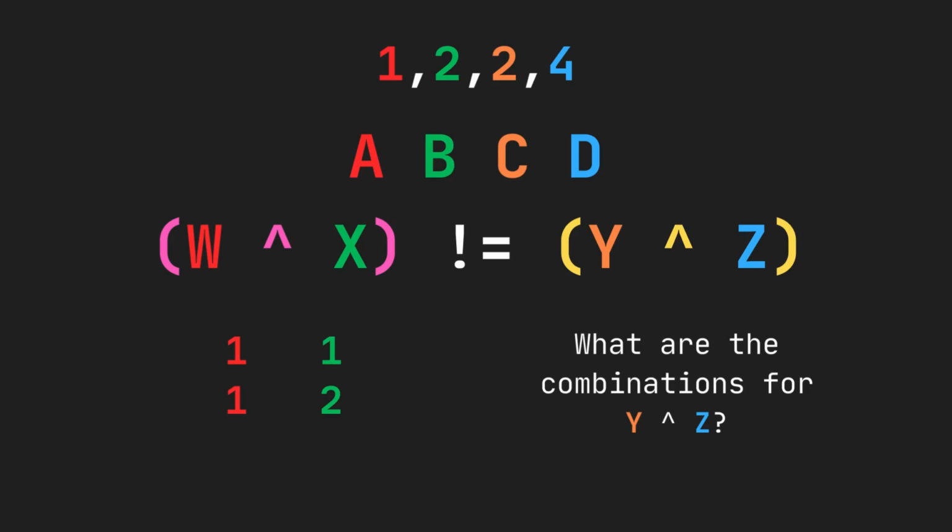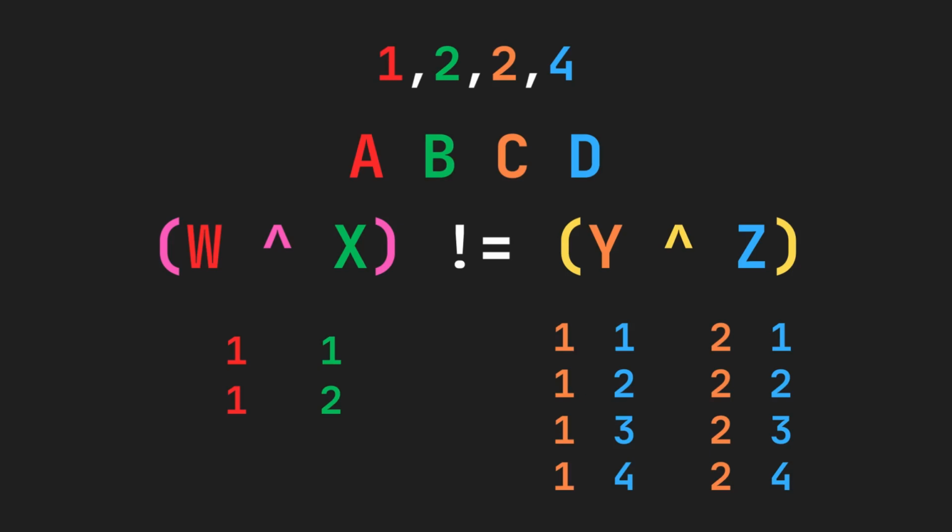What about the right side? We see that we get 1, 1, 1, 2, 1, 3, 1, 4, as well as 2, 1, 2, 2, 2, 3, 2, 4.